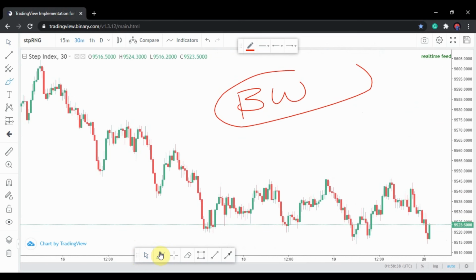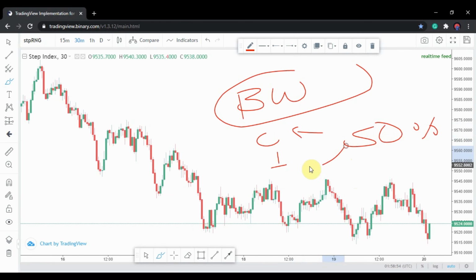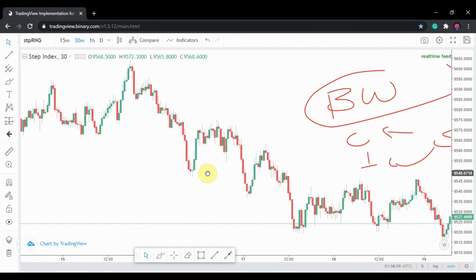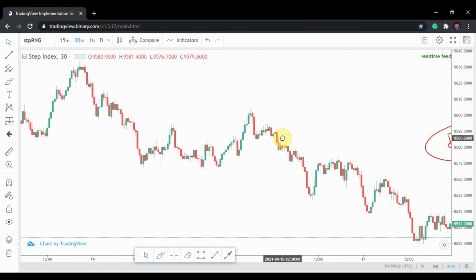For example, here on step index, whether it's a corrective or an impulsive, the market can give you a much bigger corrective than it's supposed to be. We know that a corrective is supposed to be less than or equal to 50% of the impulsive, but in this market it's not the case. Usually the correctives are even greater than 50%.